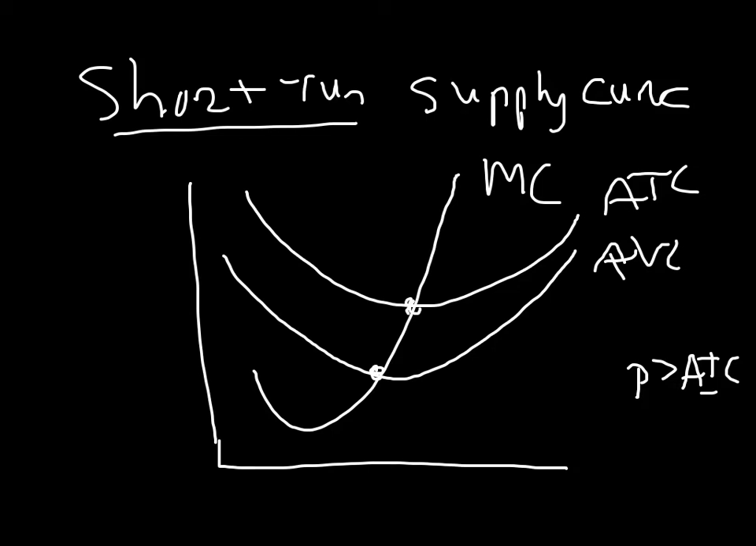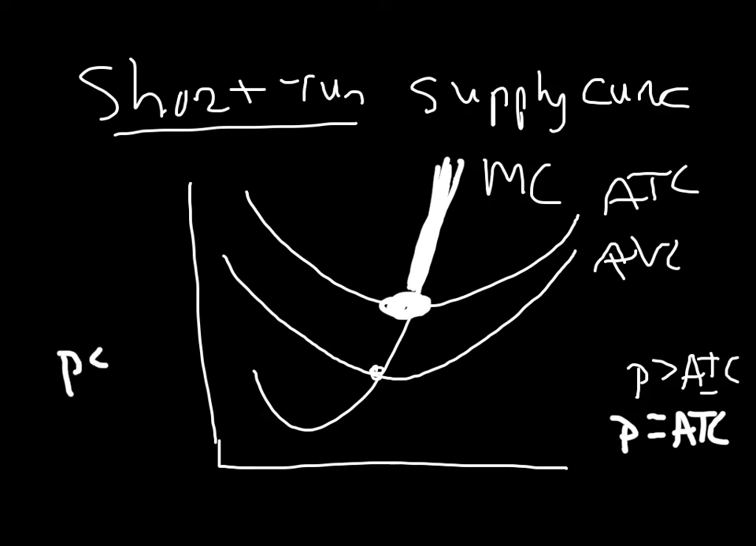So therefore, anytime we're above this point where there's a normal profit, well, those points on here in the marginal cost curve would be a positive economic profit. We certainly would produce there. We want to produce when P equals ATC, because that's a normal profit. But what happens if we have an economic loss? So an economic loss is when P is less than ATC.